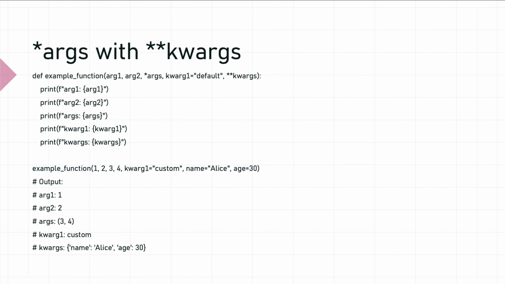Now, you can also use star args and star kwargs together in a function definition, but keep in mind that star args must appear before star kwargs.